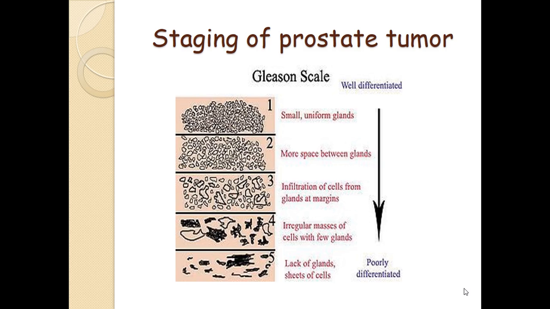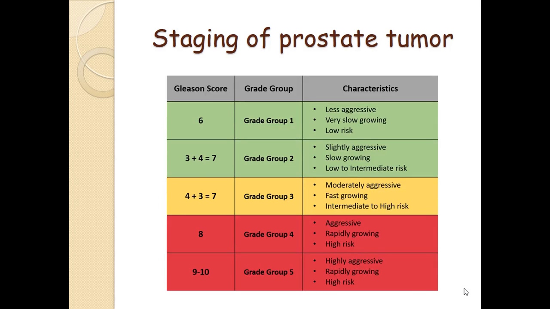Then on the biopsy we can see well differentiated and poorly differentiated tumors. Those tumors which are well differentiated are less aggressive and can metastasize less with time, and poorly differentiated ones are high grade and can have higher risk.